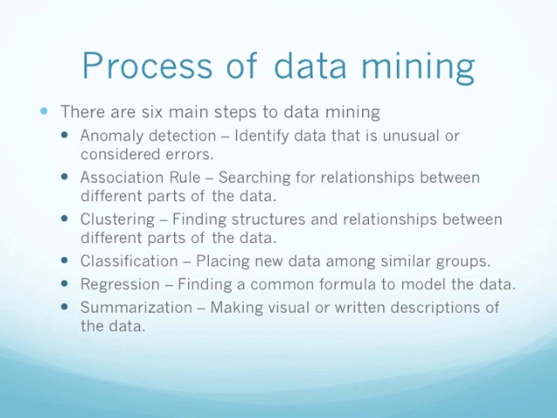Classification, this is to better organize new data that is being inputted. This is better sorting, better organization. The next step is regression. Regression is the method of finding a common formula to model the data. It may not be 100% accurate, but the formula with the least amount of errors will produce the best results in being able to predict what will happen and trends and changes in the data.